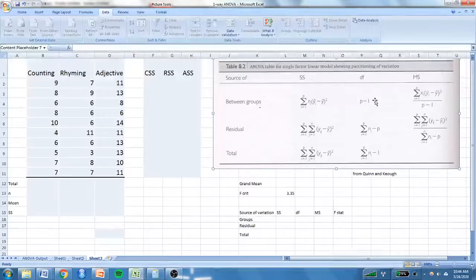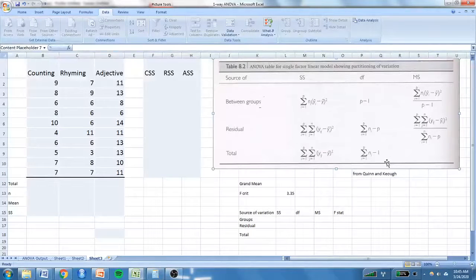Okay, degrees of freedom. This is the number of groups minus 1 for between group degrees of freedom. For residual degrees of freedom, you take the number of observations in a group minus the number of groups, and you add them all together. And your total degrees of freedom is your number of observations minus 1 across groups.